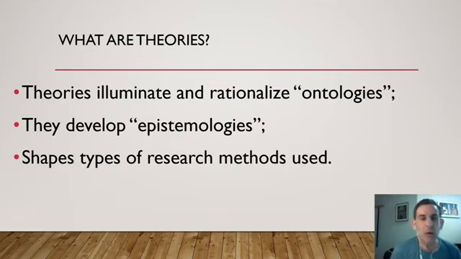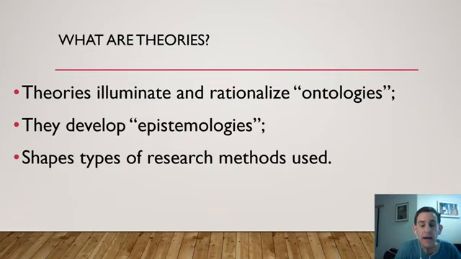Theories also illuminate and rationalize ontologies. So they explain what is, as you probably guess now. They classify, they categorize, they explain what is. They tell us what is. What is society? What is a social system? What does it comprise of? This then allows us to develop epistemologies.